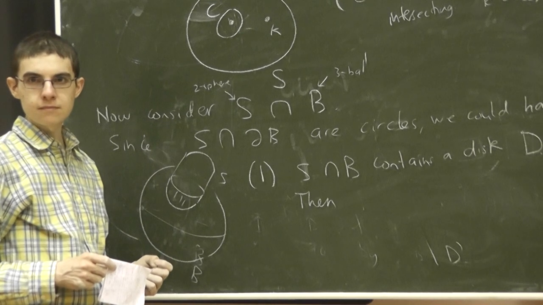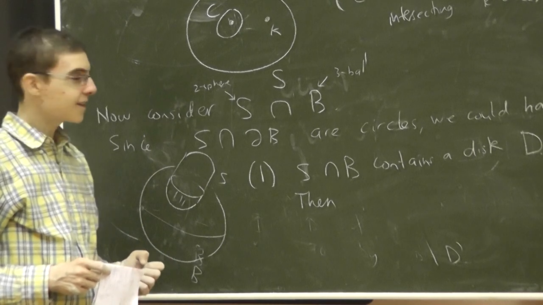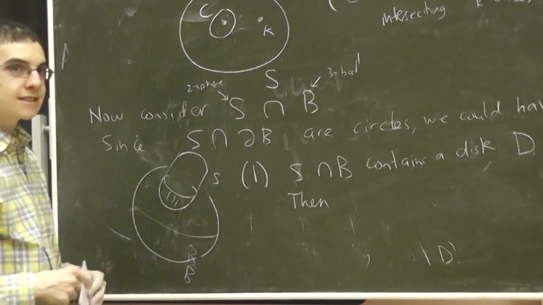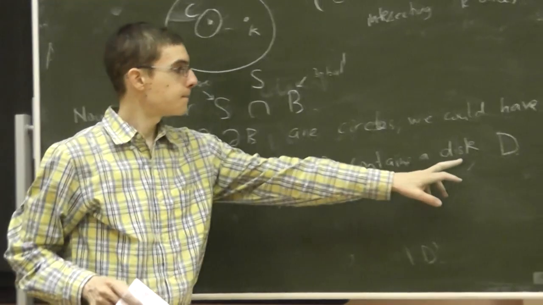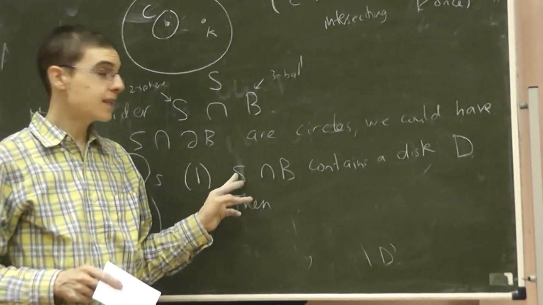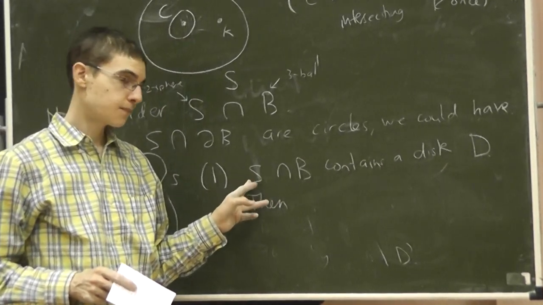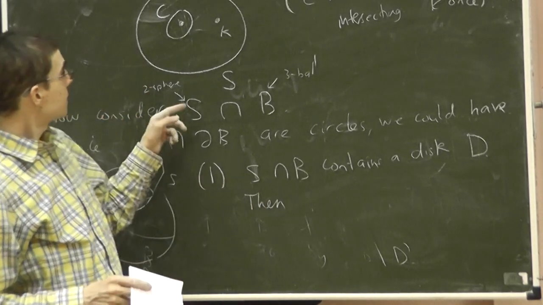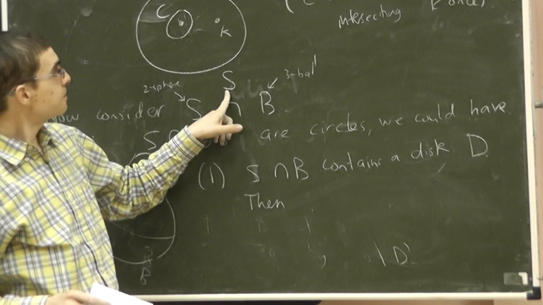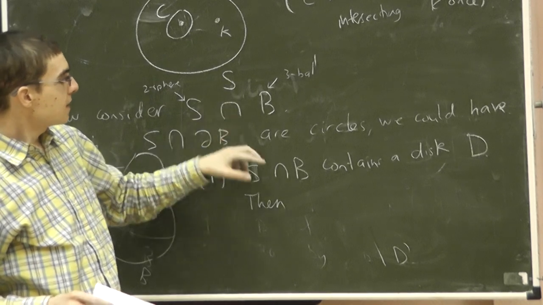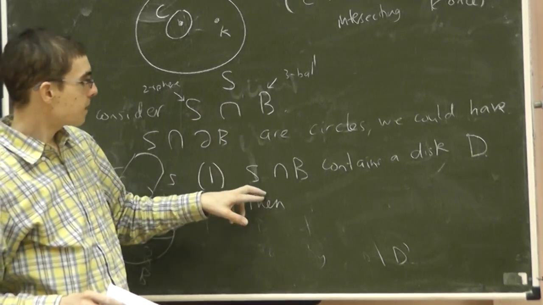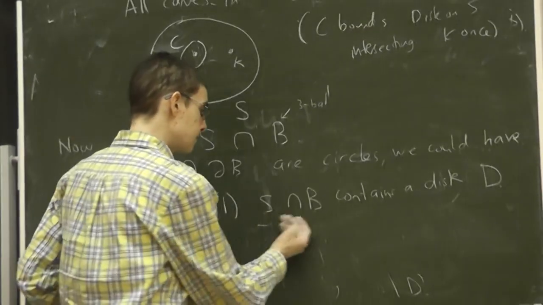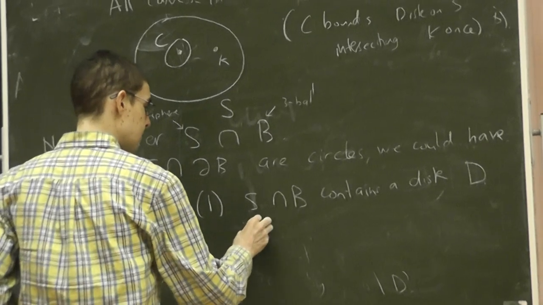I understand. Okay. Okay, so firstly, it's supposed to contain a disc. Now, this disc lies on this two-sphere S. Can you remind me? And now, here is our S. Okay. And the boundary.